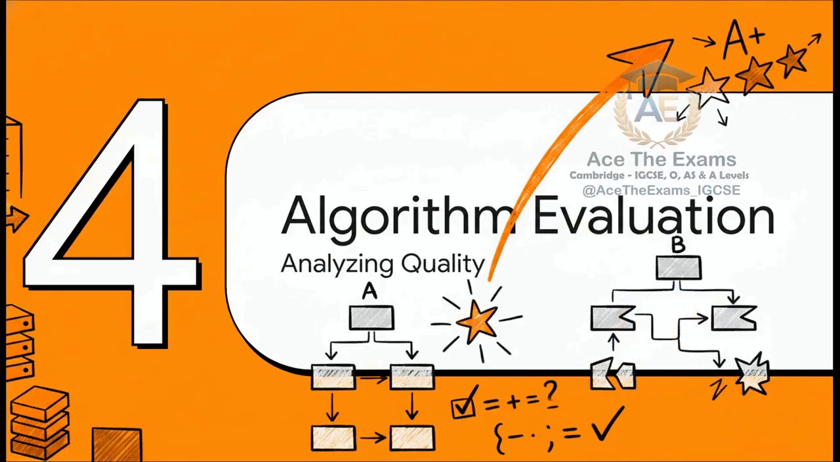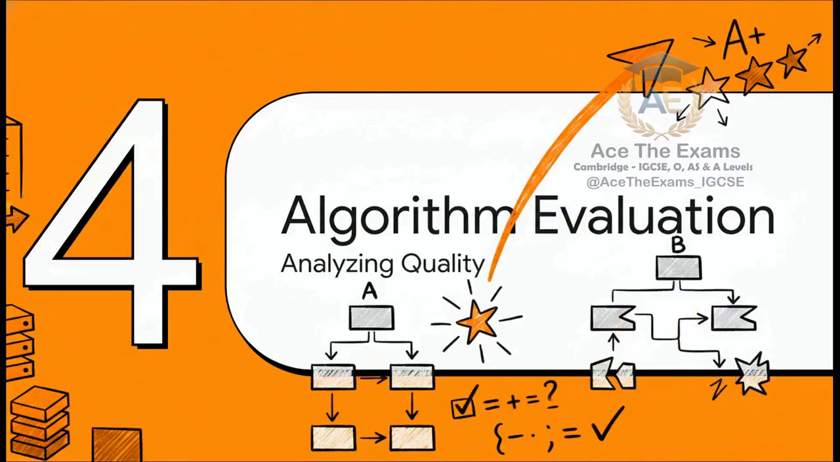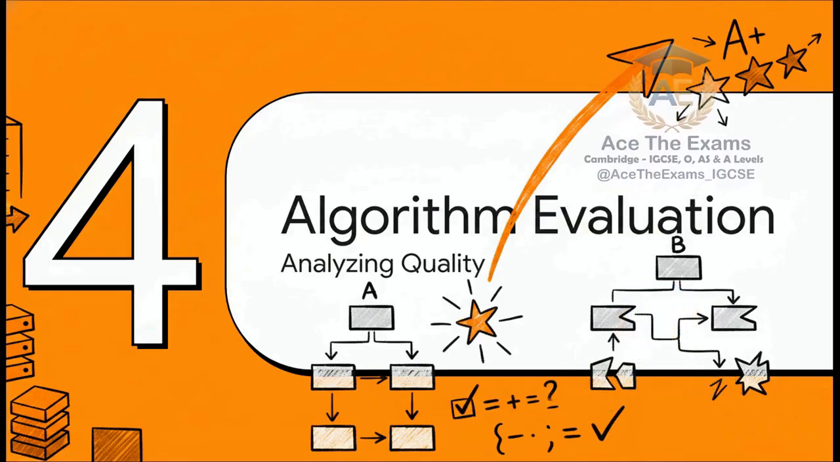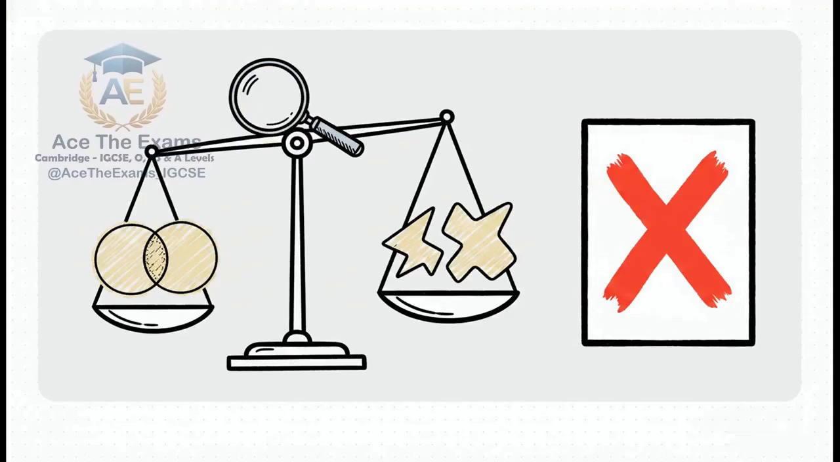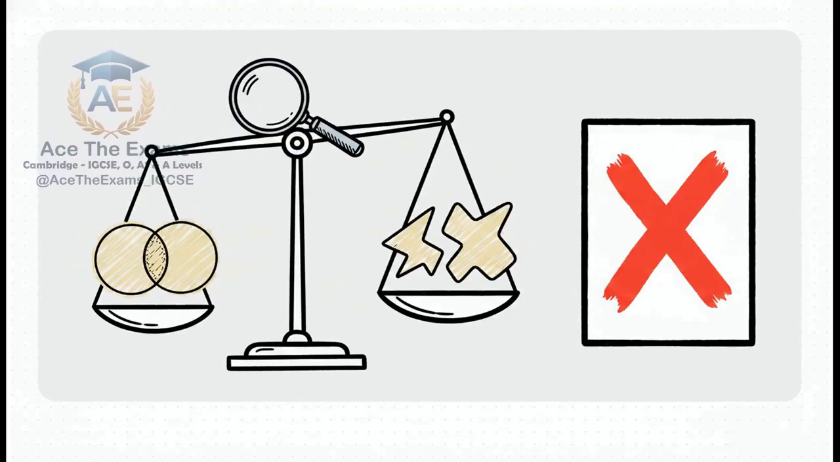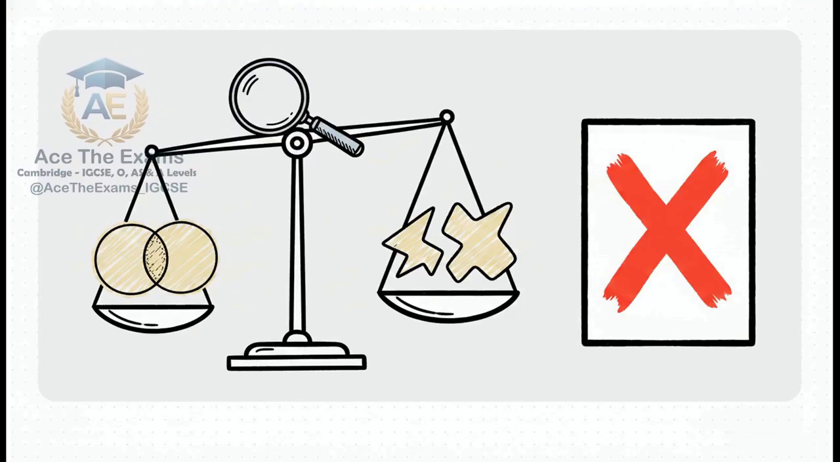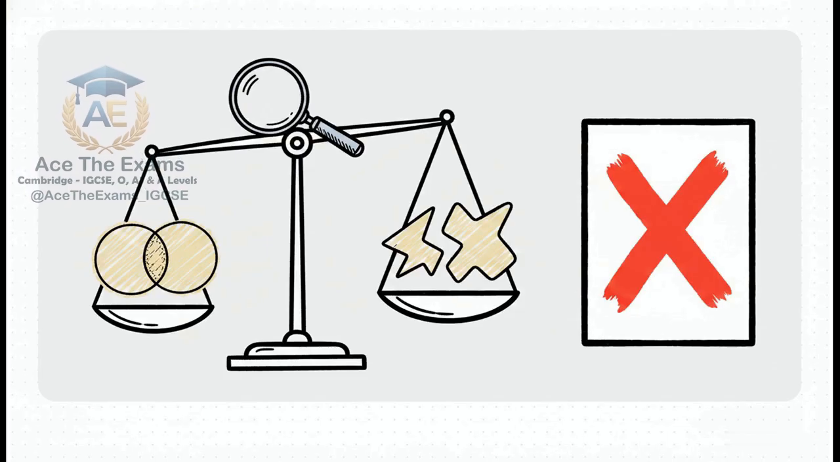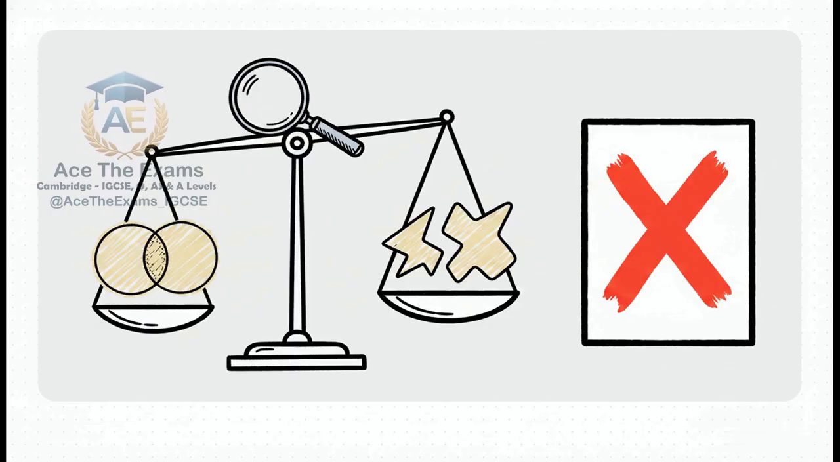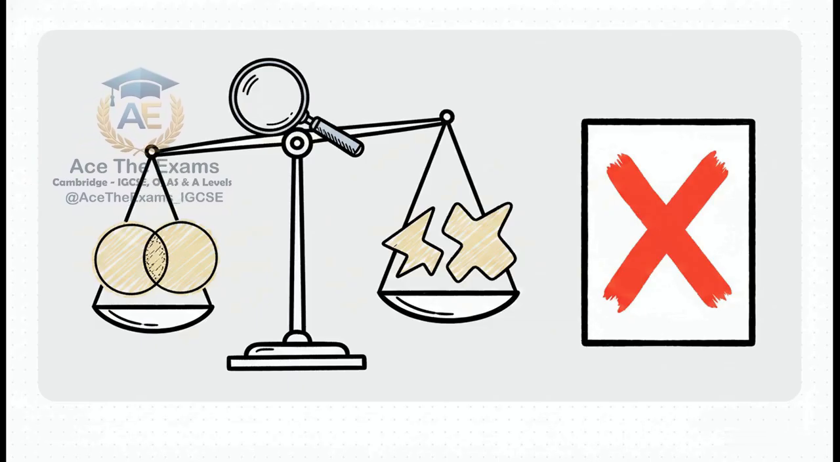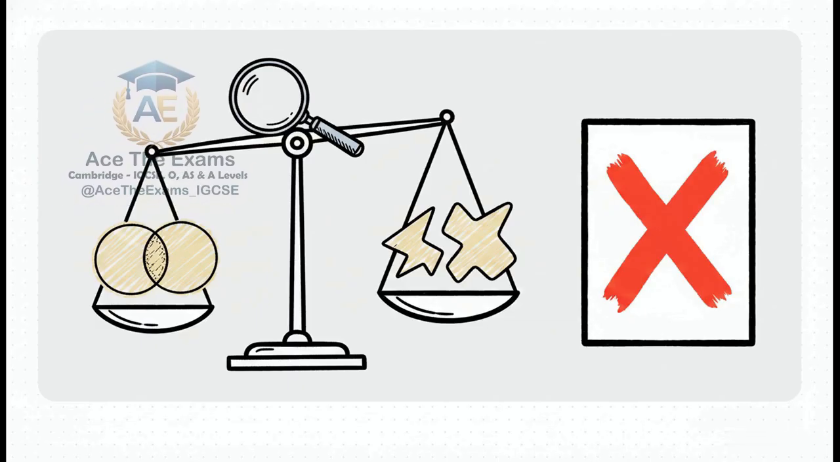Time for Section 4, Critical Algorithm Evaluation, Analyzing Quality and Alternatives. This is exactly where the absolute top-tier candidates separate themselves from everyone else. Let's dive into Challenge 2, Find the Flaw. The highest order assessment objectives in 10.4 demand that you don't just blindly implement an ADT, but that you critically evaluate its quality and directly compare alternatives. You have to provide fully justified recommendations.